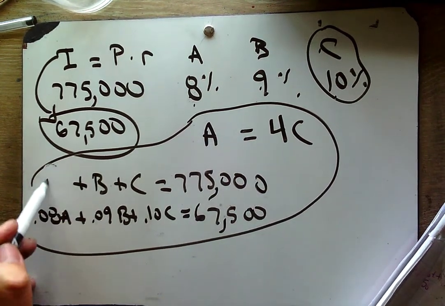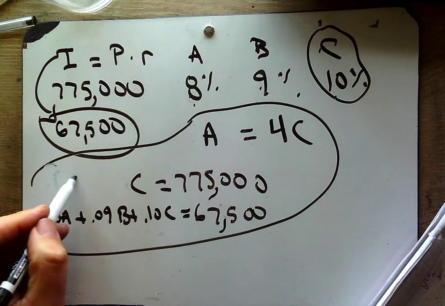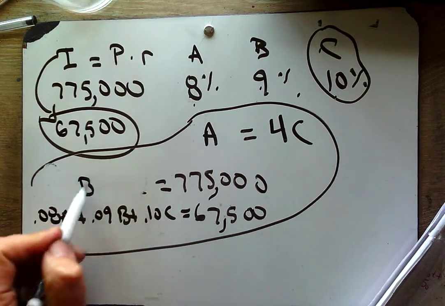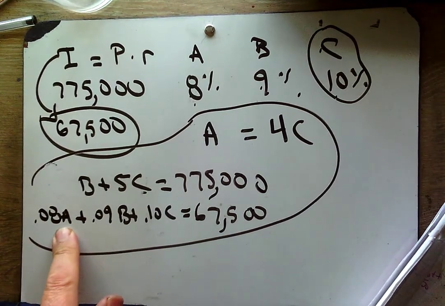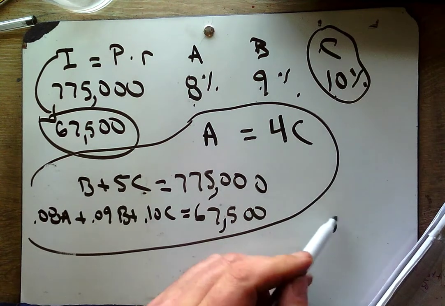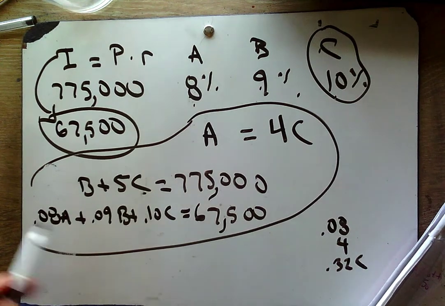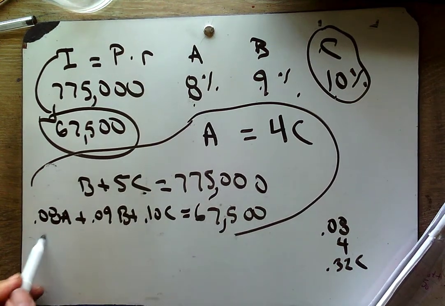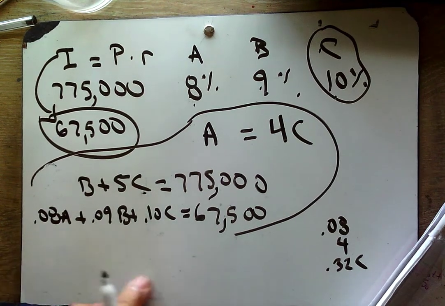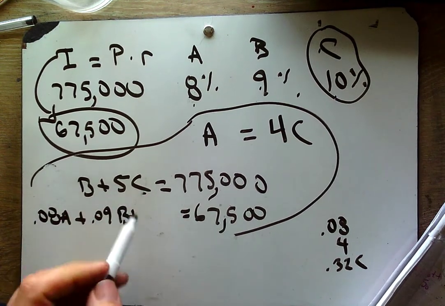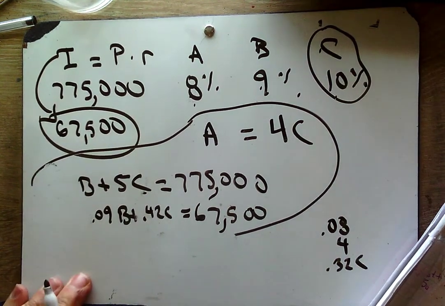So this becomes a 4C, and then 4C plus 1C, I'm going to have 5C. So B plus 5C. Okay, and here I'm going to replace this A with 4C. So 0.08 times 4, well, that's going to be 0.32C. So we now have 0.32C plus another 0.10C, so that's going to be 0.42C. There we go. Okay, so here are my two equations.